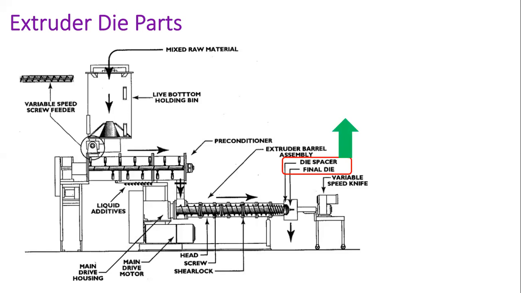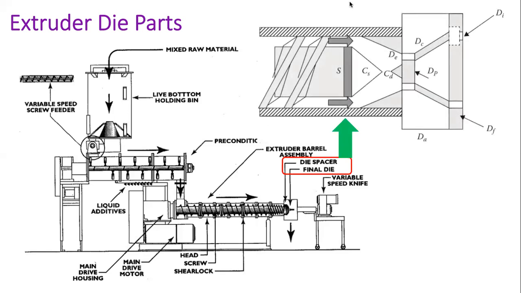You can see the die here. At the end of the extruder you can see the die. Usually the die is at the end of the extruder. After that we have some other gadgets for after-extrusion processes, such as drying and salting. Here you can see the die.